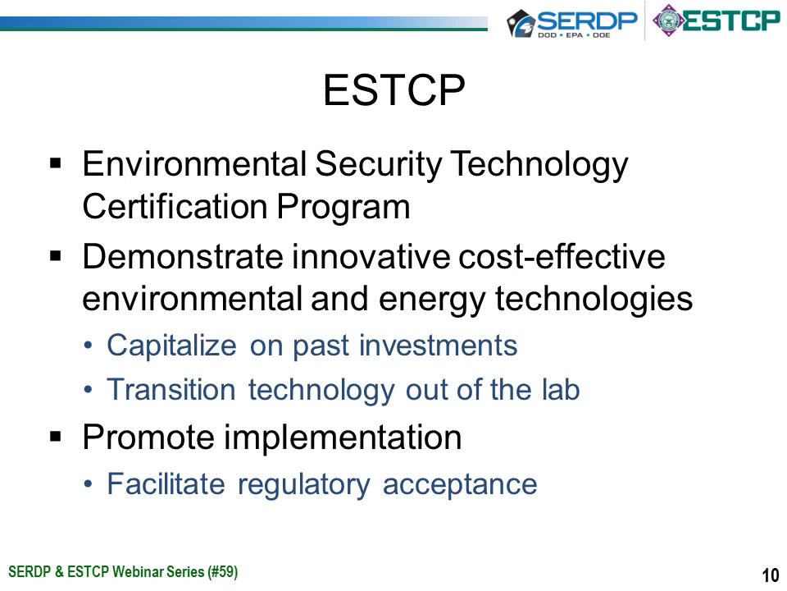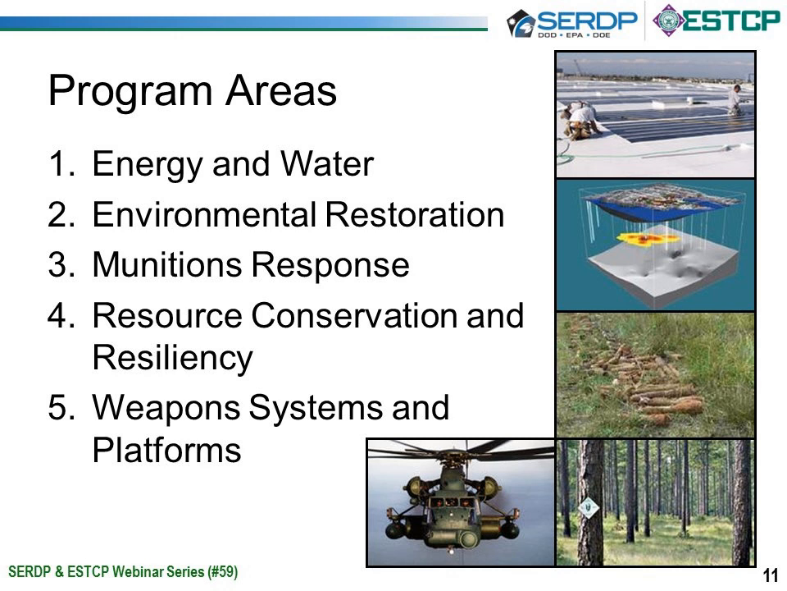CERDP and ESTCP are complementary programs with much of CERDP research occurring at the lab and pilot scale, occasionally with some field efforts, while ESTCP demonstrations are primarily at the pilot and field scale, although sometimes we do have supporting lab efforts here. We have 5 program areas, 4 under CERDP, 5 under ESTCP. The Energy and Water Program area is only under ESTCP, while the other 4, Environmental Restoration, Munitions Response, Resource Conservation and Resiliency, and Weapons Systems and Platforms, are both under CERDP and ESTCP and are managed jointly by a designated program manager.